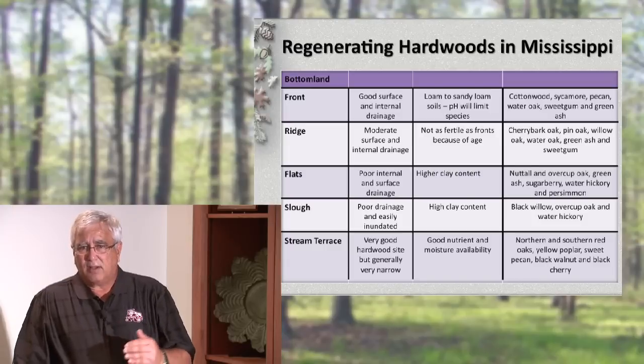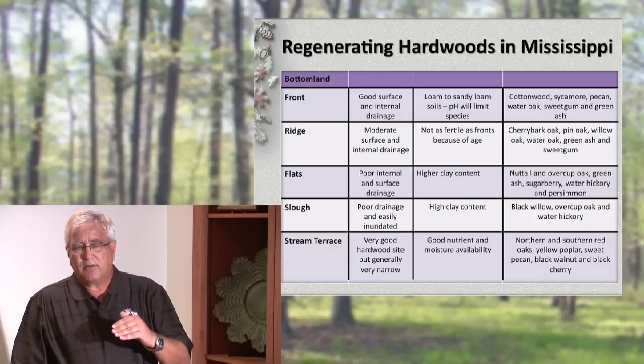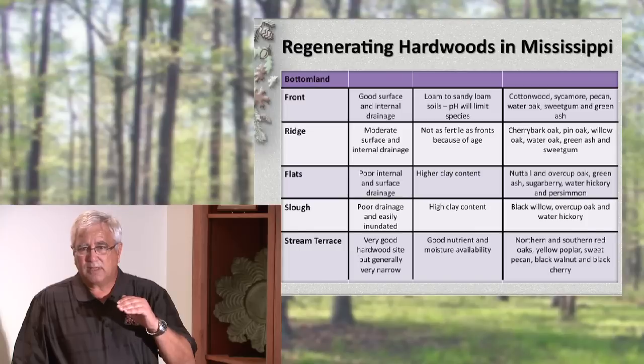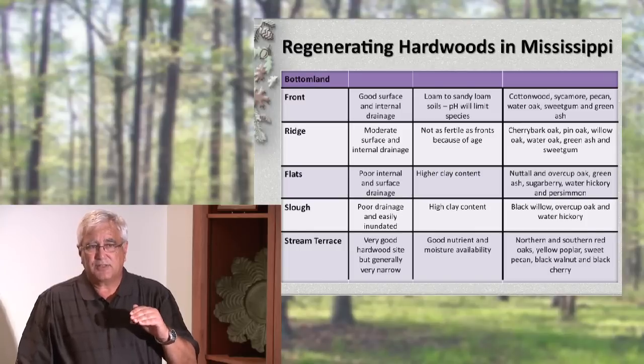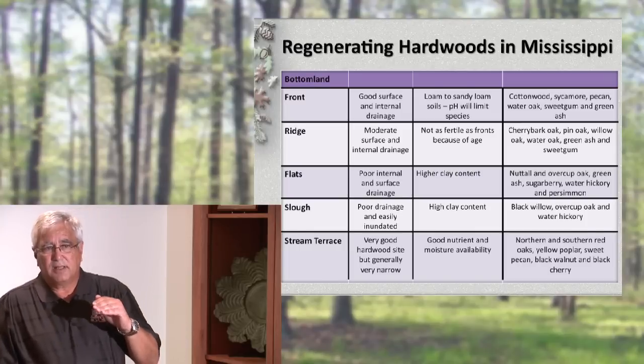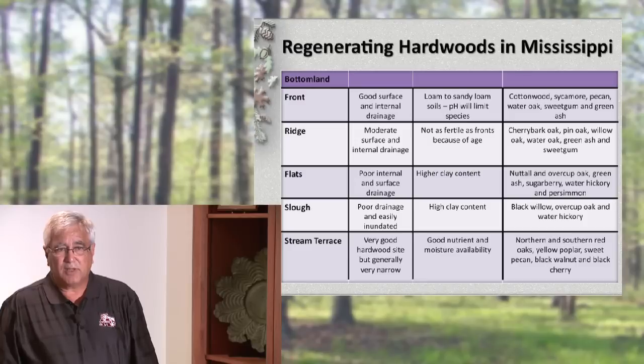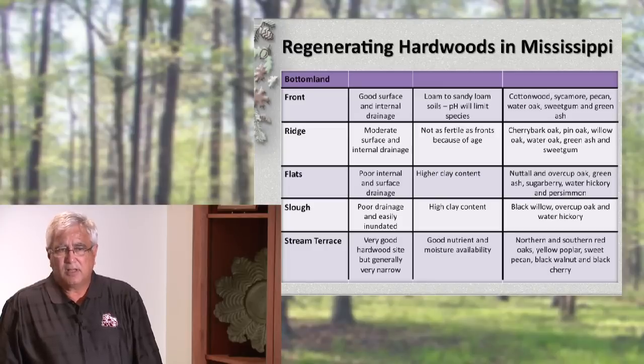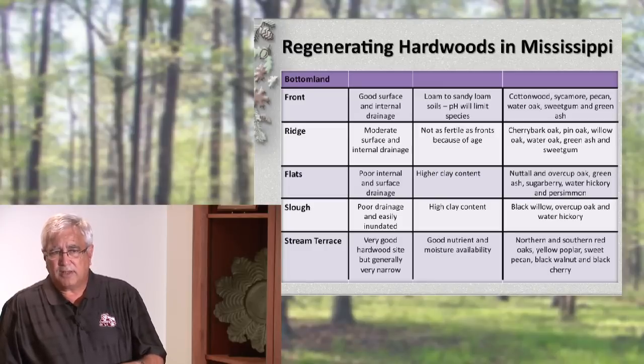If we move out of the bottomlands and into a minor stream bottom, you find that the stream terrace here is also an exceptionally good site. It's generally very narrow, but it has good nutrient availability and good fertility as well. And you find some very, very valuable species here, such as northern red oak, southern red oak, sweet pecan, yellow poplar, black walnut, and even black cherry.